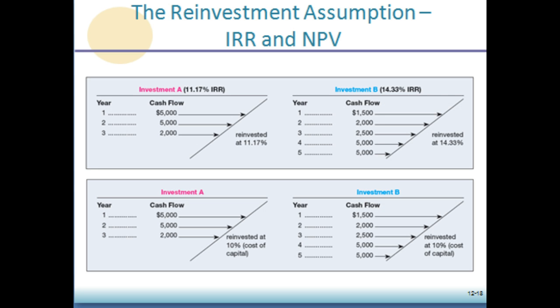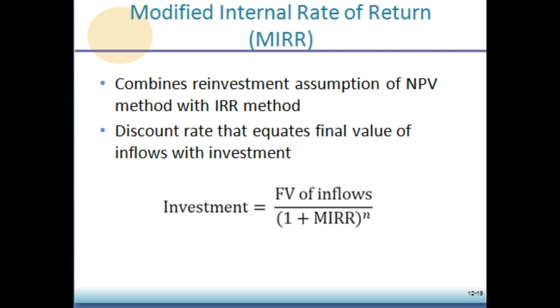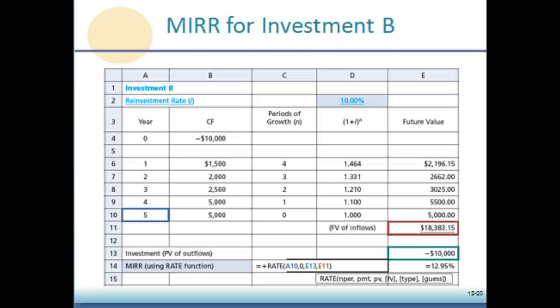Here is a graphic example of the reinvestment assumption of IRR and NPV. Here we're reviewing that the modified internal rate of return combines the reinvestment assumption of the NPV method with the IRR method, and the discount rate that equates the final value of inflows with the investment. This is a graphic depiction of the MIRR for investment B for your review.